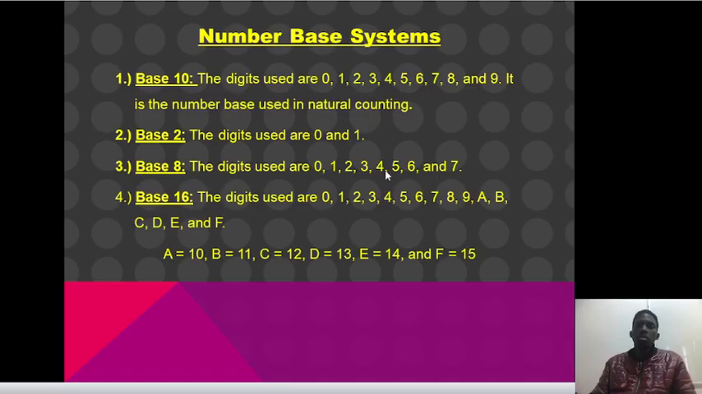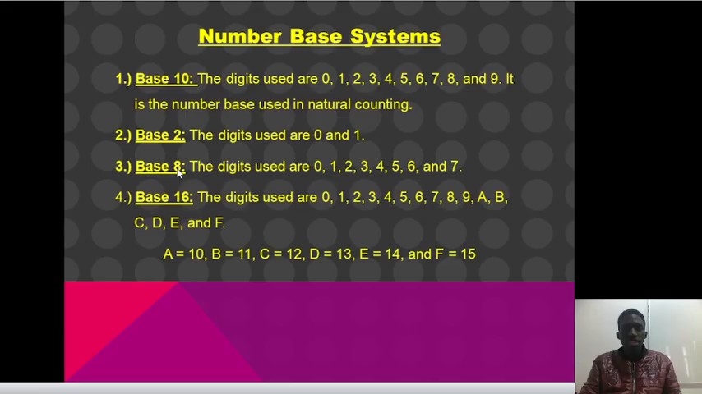So you tend to notice a pattern: the highest digit available in any number base is just that number base minus 1. What I mean is this: in base 10, the highest digit is 9. So 10 minus 1 is 9. So base 10 goes from 0 to 9. For base 2, the highest digit will be 1, because 2 minus 1 is 1. So you only have two digits there, 0 and 1.